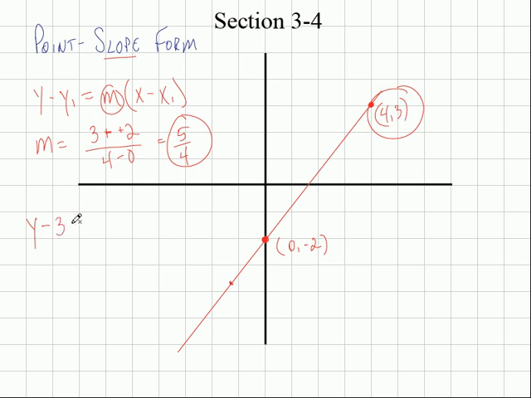So I go y minus 3 equals m. What did I just figure out the m is? 5/4. And then in parentheses, x minus x1. Do you see this x and the y just stays the letter x and y? It's the x1 and the y1 you put numbers in for. All right, so it's x minus 4, because x1 is my 4. And that would be this equation in point-slope form right there.